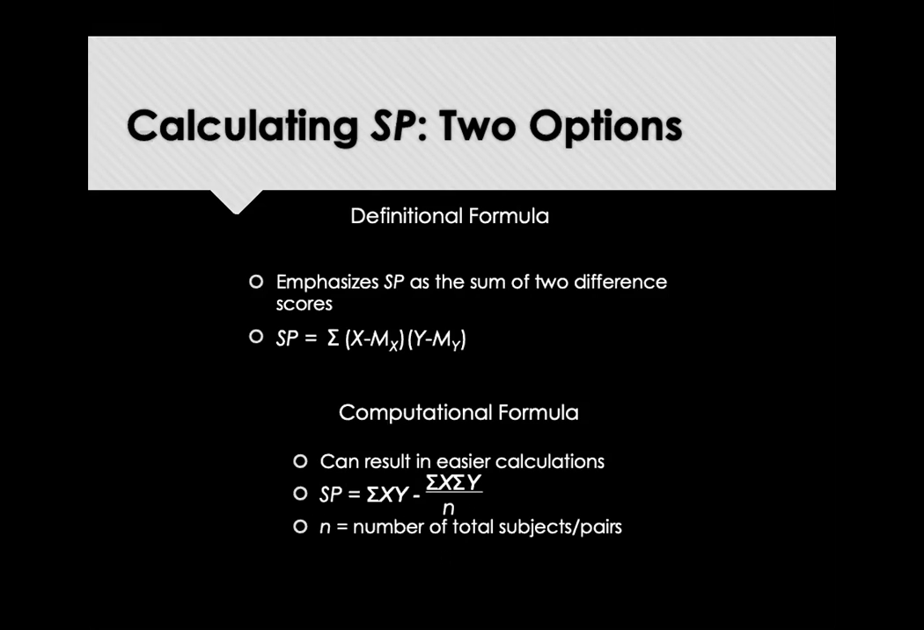Just as before, when we had both the definitional and computational formula, you may use either one, and you'll be provided with both on the formula sheet. In this formula, n, as before, is the number of total subjects or pairs. So you don't add up what's the number of x's and the number of y's. You add up the total number of subjects or pairs of data.